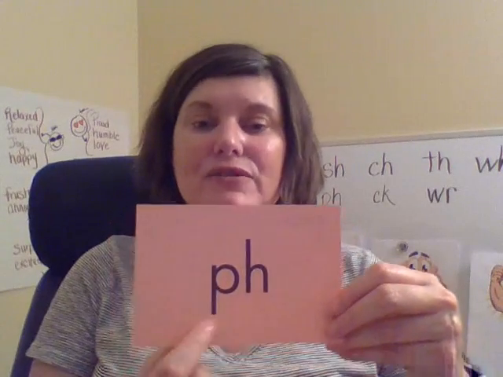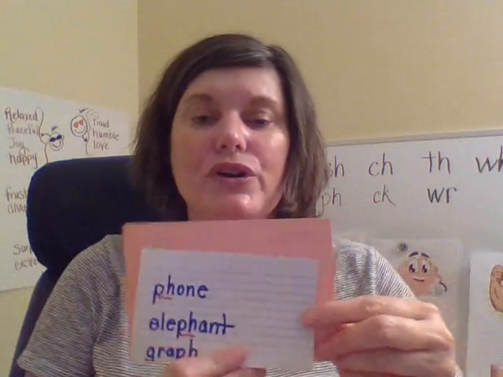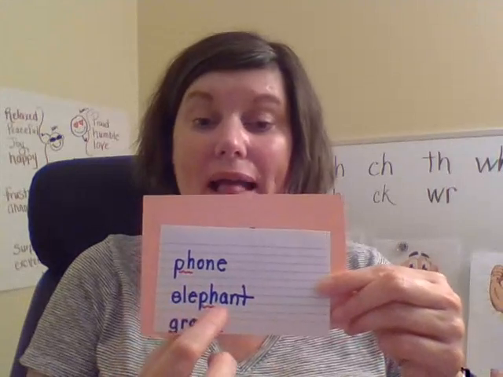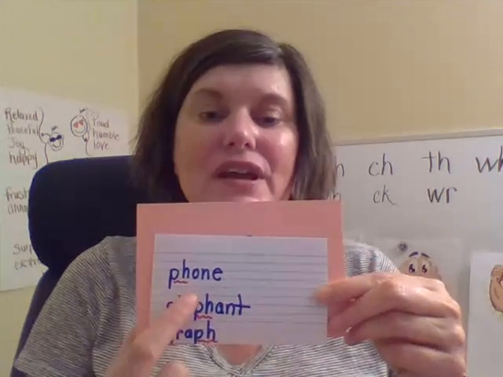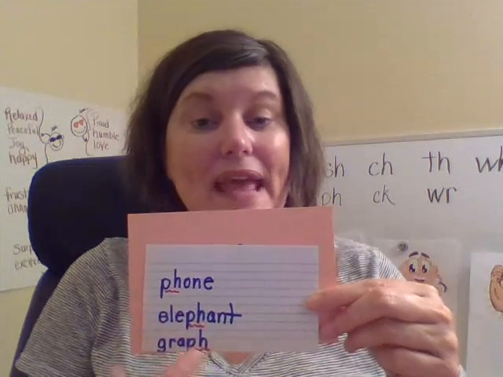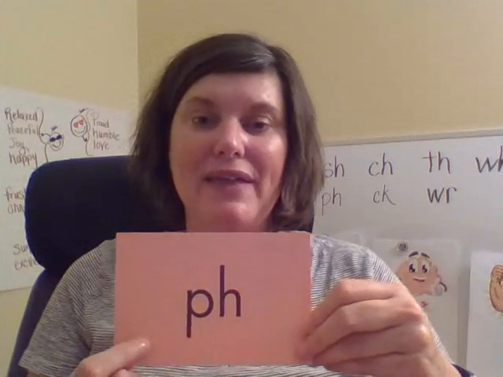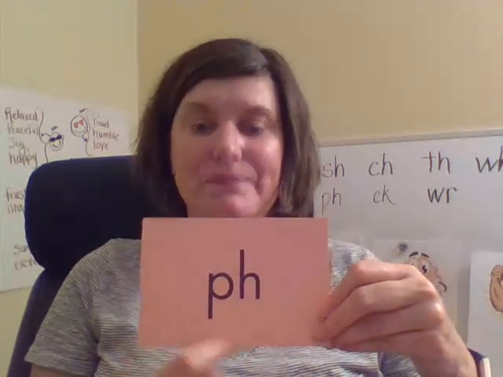And this says F. It's kind of like in the word phone, elephant, graph. So you can see the PH can be at the beginning, middle, or even the end of a word. So when you see this, it says F together. Your turn. Good job.